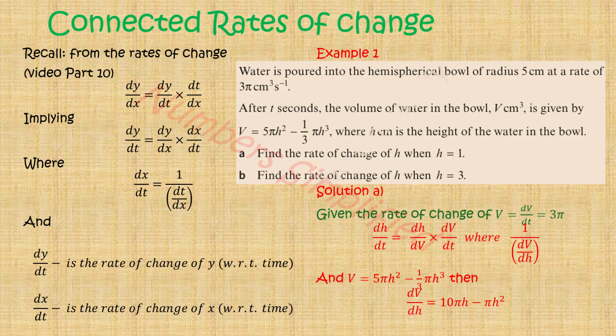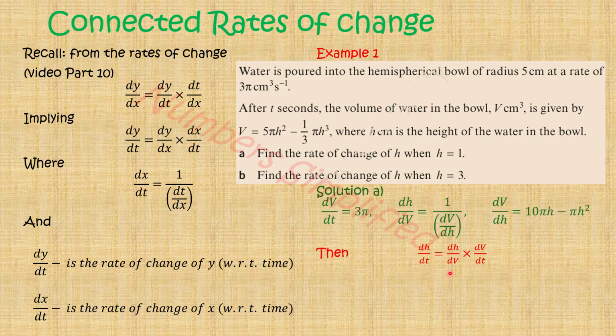Therefore, dh/dt is given by the formula, and where we have dh/dV, we are saying that we are going to have 1 over dV/dh, since that is something we know, times the 3 pi, because that was the dV/dt that we were given. And of course, simplifying further, we get dh/dt is equal to 3 over 10h minus h squared.